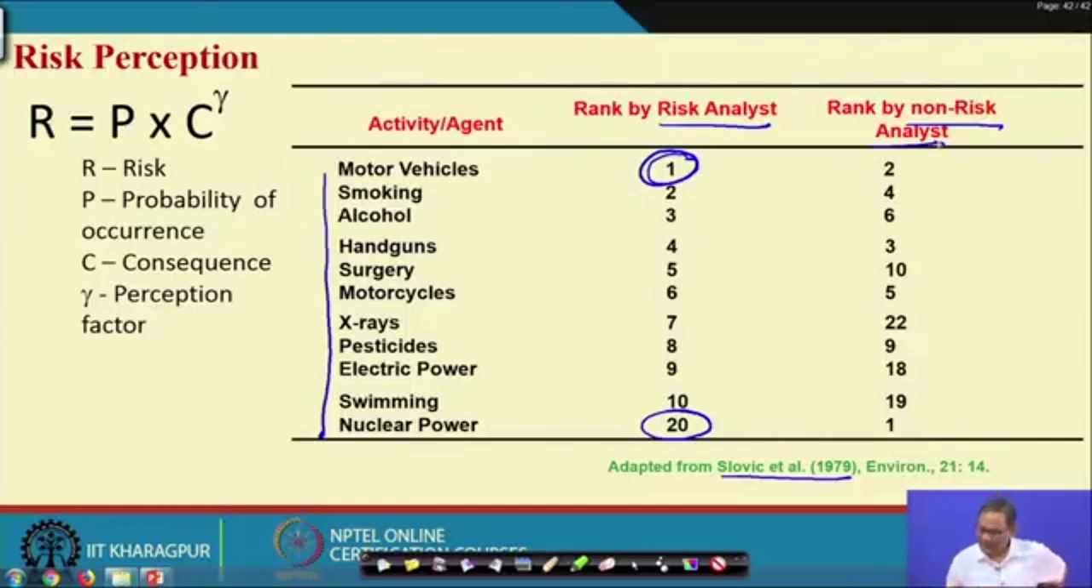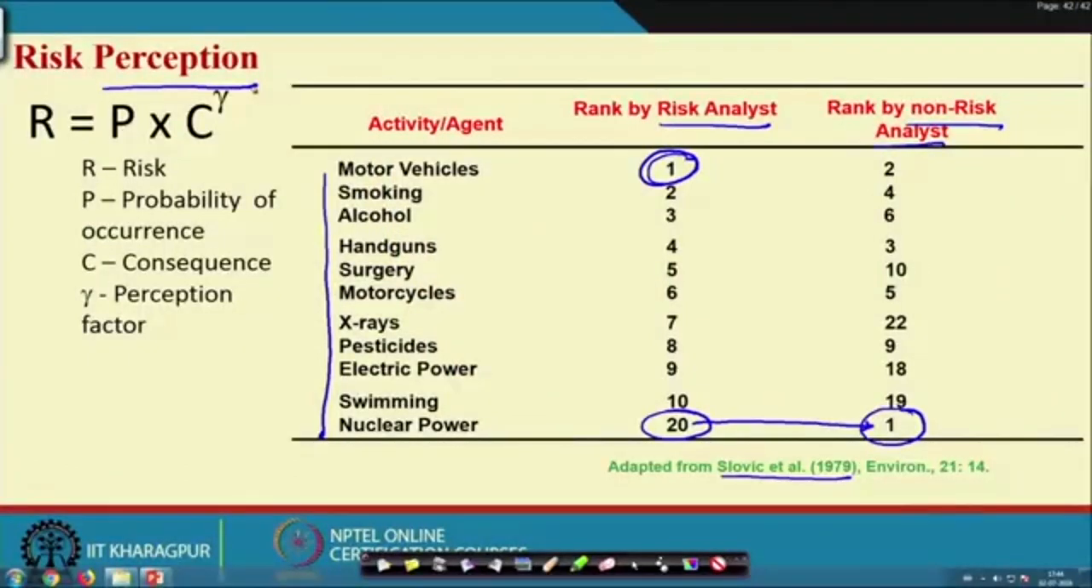Suppose you are not a risk analyst, a non-risk analyst. What will you see? You will say nuclear power is more risky compared to many others. So, the ranking you see is from 20th to first rank. What is this? This is perception. Okay. You cannot ignore this, this is a psychological issue. That is why when you identify the hazards leading to societal risk, this gamma parameter plays a significant role. Because a nuclear power accident is not only a national phenomenon, it is an international issue.